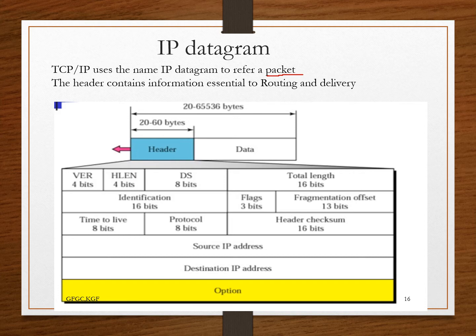which has to be transmitted over the network. The fields in the datagram, except the data, have specific rules to be performed in the transmission of data. The header contains information essential to routing and delivery. The header is going to have 20 to 60 bytes of data, where 20 is the minimum and 60 is the maximum. And the whole IP datagram can be 20 to 65,536 bytes.